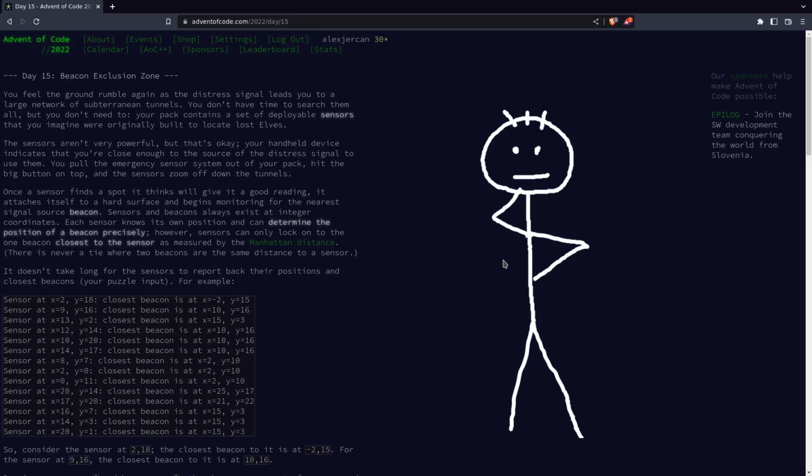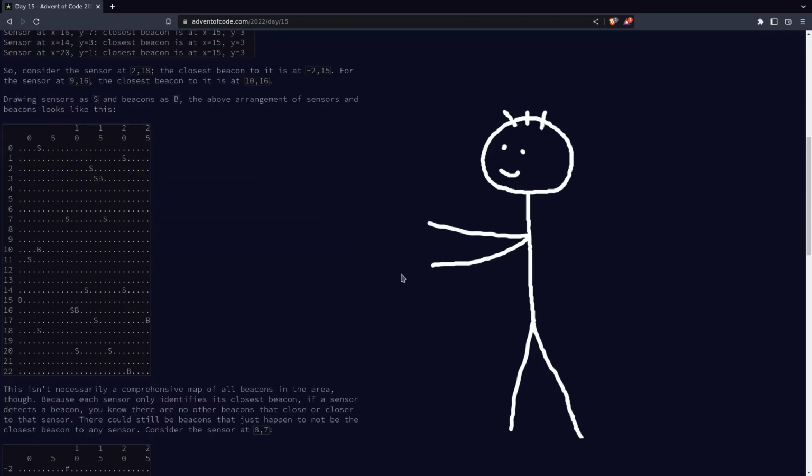So we have these drones, I guess, which have sensors and they can move around the cave system, and they will try to find the closest beacon, and I guess the beacons are signal sources. So the idea is that each sensor will connect with the closest beacon.